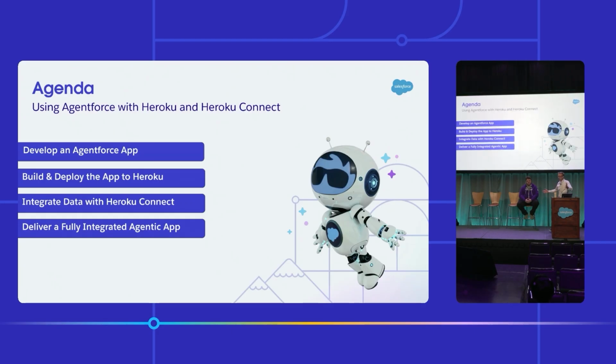All right, what are we going to talk about today? We're going to build a real-life application, and it's going to be developed using Agentforce to power some aspects of this particular application. We've designed the entire UX that I'm going to show you in a second, and then we're going to build that application using React and Ruby on Rails. We're going to deploy that app to Heroku. We're going to integrate the data using Heroku Connect, and at the end of that, we're going to have a delivered, fully integrated agentic app.